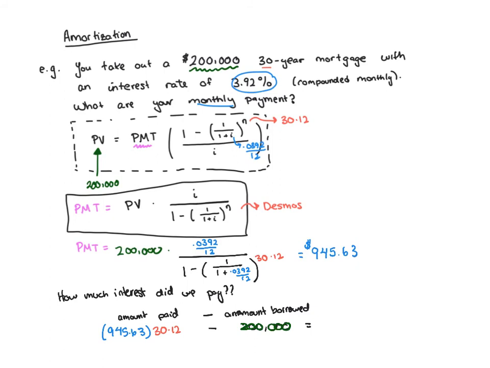So if I calculate that out, I get that I paid $140,426.80. So I had a $200,000 mortgage. I paid that back, and in the process, I had to pay $140,000 worth of interest.